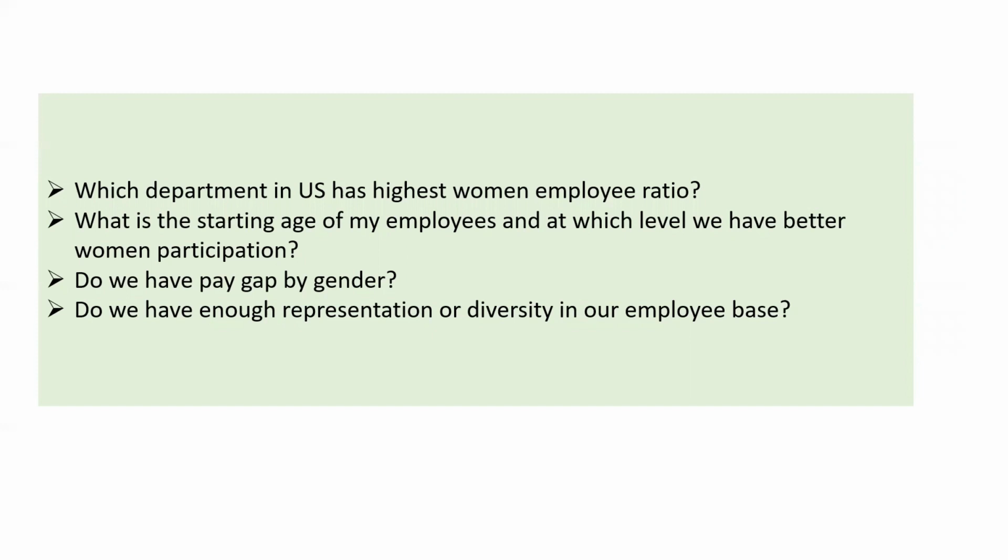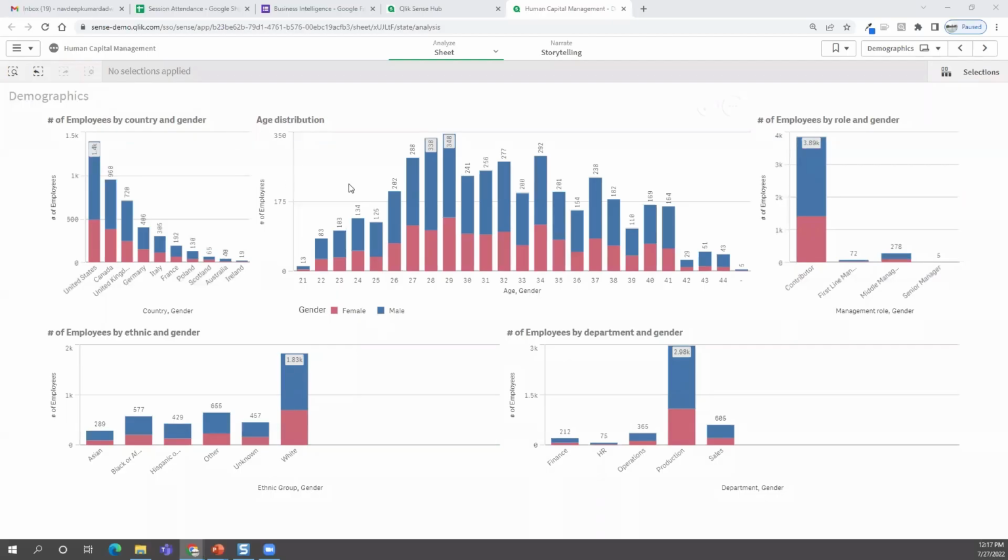This is from which tab? Can you show it once again? Not able to find it. Okay, so I'm sharing my screen on the dashboard, right? What is the starting age of employees? Simple one, right? We can see the starting age is 21, and then the maximum age goes towards 44. Now, another one.